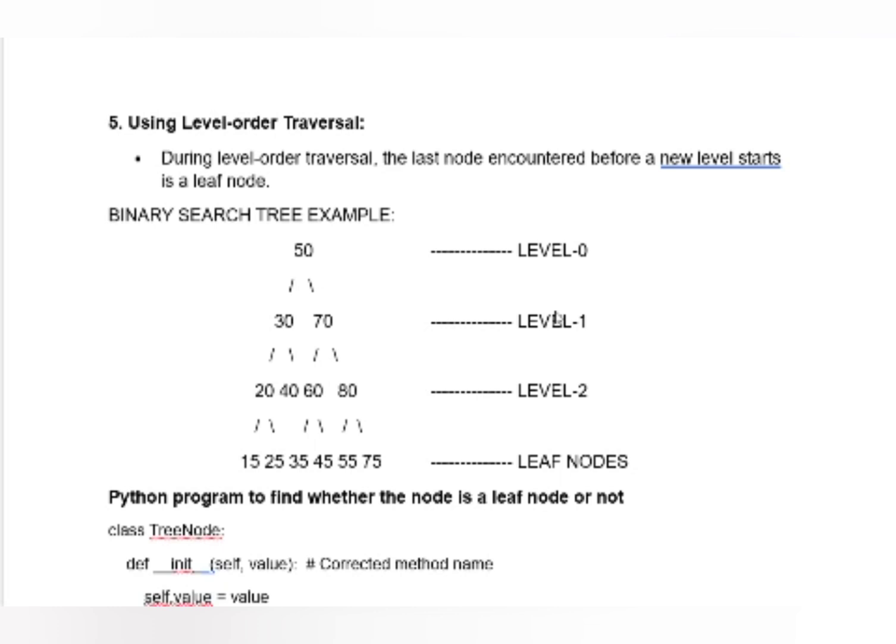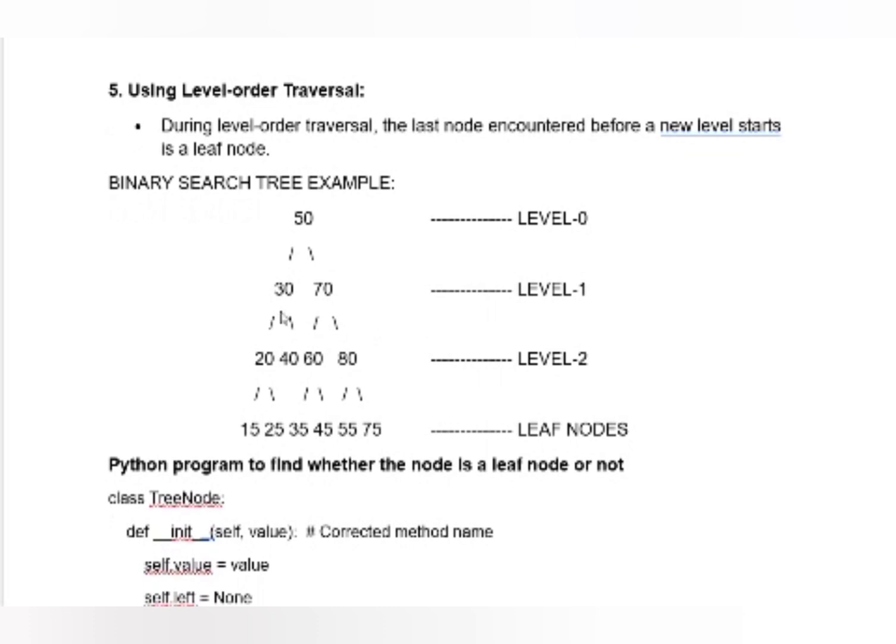The levels will be set after constructing the whole tree. Here the children for 50 are 30 and 70. Then we can say it is at level 1. 30 and 70 have children 20, 40, 60, 80, and we can say these are at level 2. 20, 40, 60, 80 have some children 15, 25, 35, 45, 55, 75. And the latter don't have any children, so we can say they are leaf nodes.